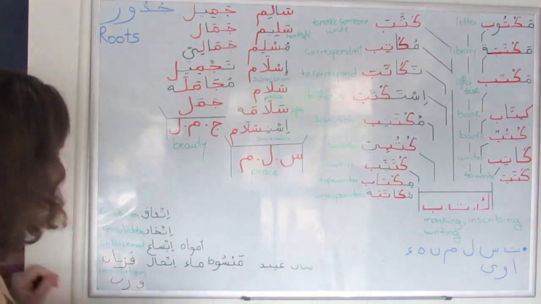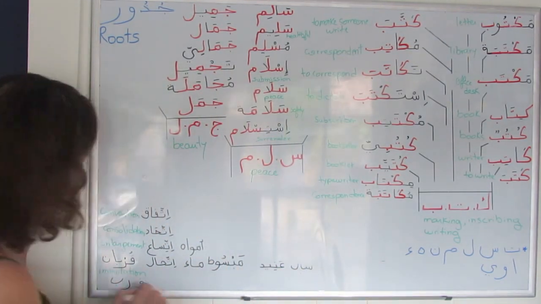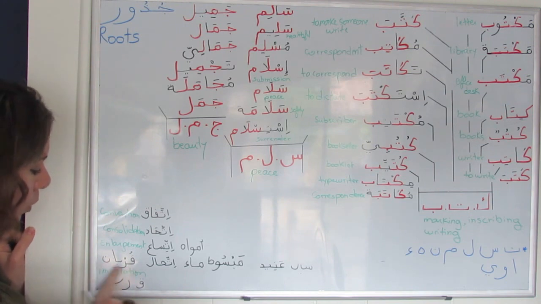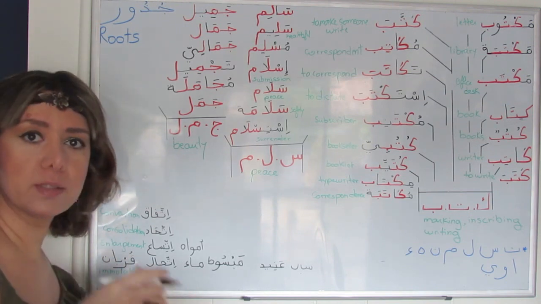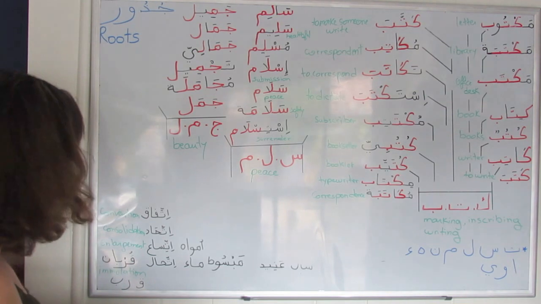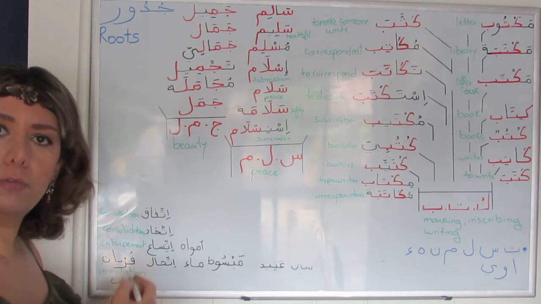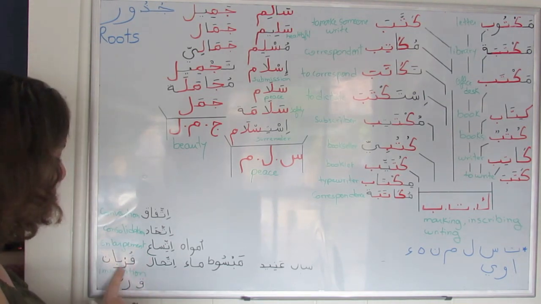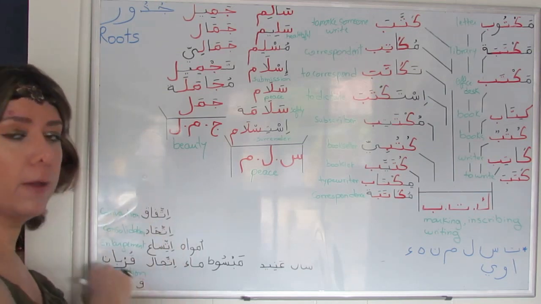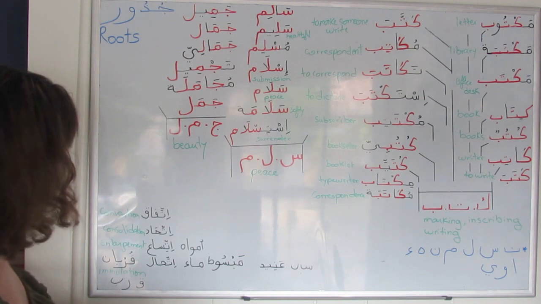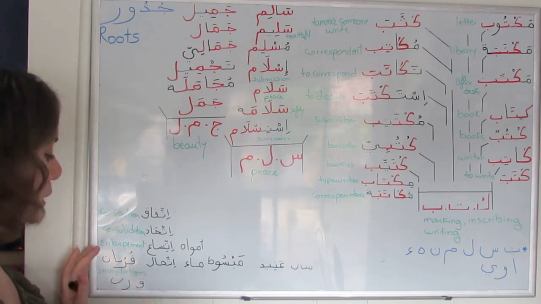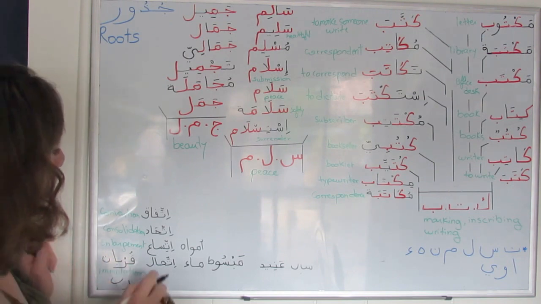For example, here for noon we have qurban. Qurban means immolation or sacrifice. The root of it is qaf, ra, and ba. We got rid of the alif and the noon. So it's just part of the pattern.